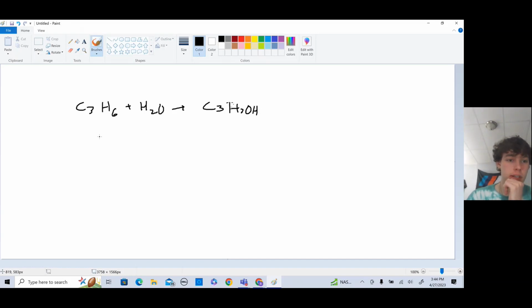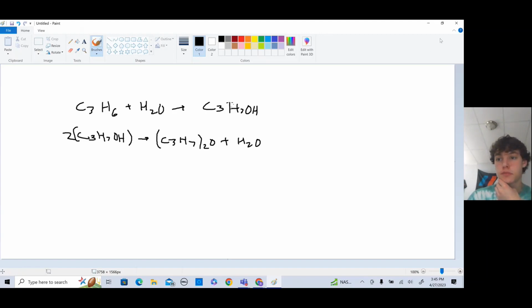C3H7OH, which will then dimerize into C3H7OH, and it will need 2 of these, which will then result in our diisopropyl ether. So C3H7, we'll have 2 of those, our oxygen in the middle, and we'll also get a product of water from that reaction, and those would be our balanced equations.